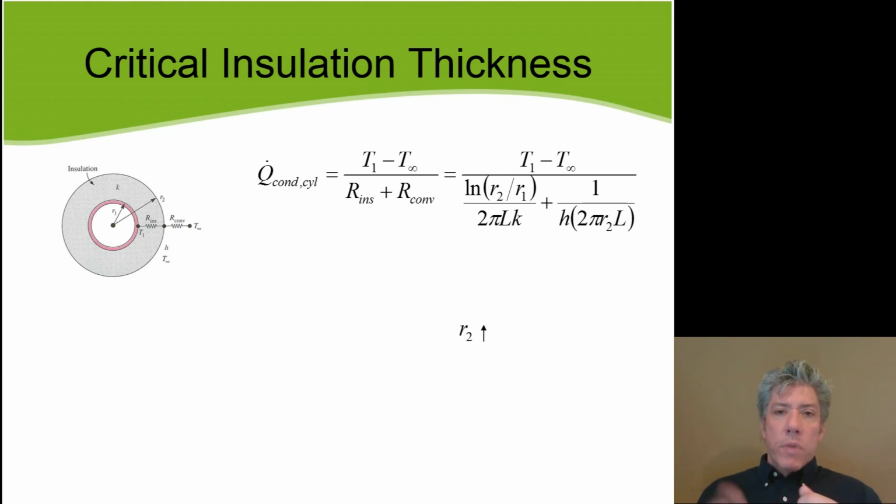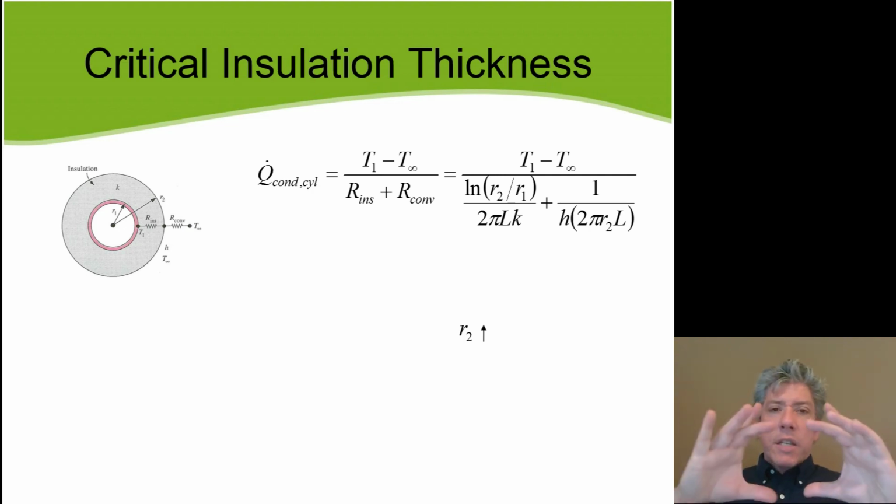R2 represents the radius of the outside of the insulation layer. So in the picture there, the gray area is the insulation. The pink area is just the pipe. Okay, so we've got our resistance to heat transfer in convection. And we're neglecting the pipe resistance in this example because if it's steel, it's not worth worrying about anyway.